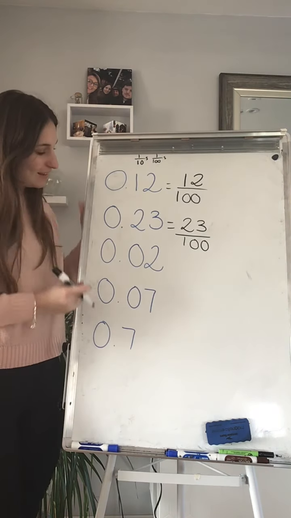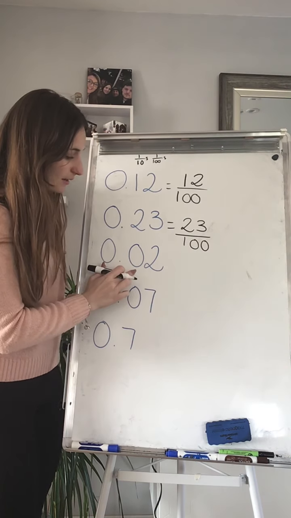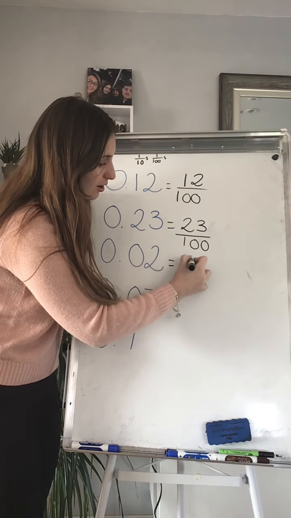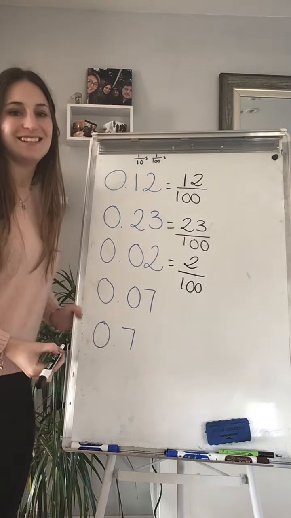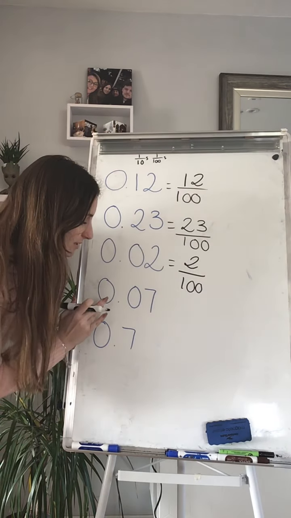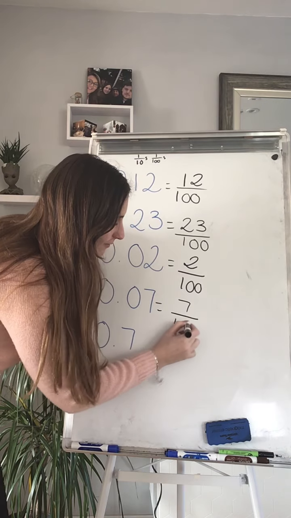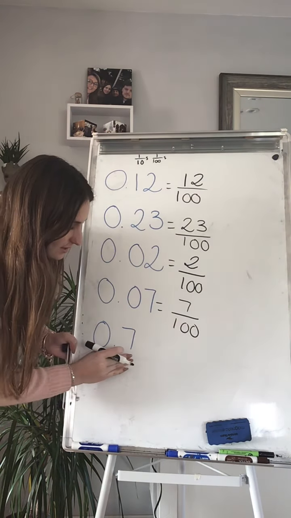Really simple. Next one, 0.02. I have 0 tenths, 2 hundredths. So I get 2 hundredths. Okay? And my next one, 0.07. So I have 7 hundredths. Really simple. And my next one, 0.7.